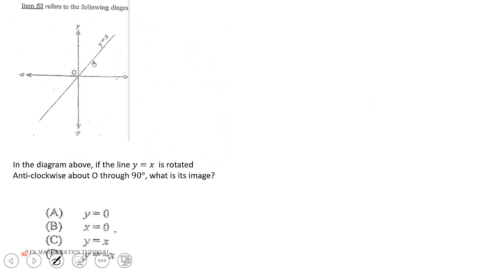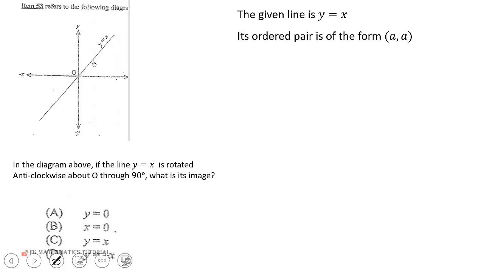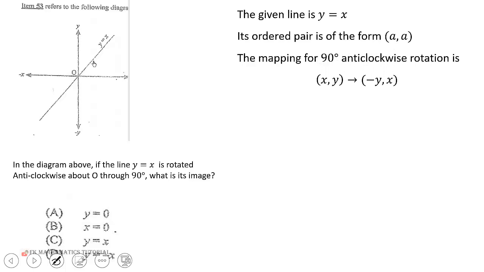Then item 53 refers to the following diagrams. In the diagram above, if the line y equal x is rotated anti-clockwise about O through 90 degrees, what is its image? So the given line is y equal x, and the ordered pair is of the form (a, a) because the x value is equal to the y value. So the mapping for 90 degrees anti-clockwise rotation is this: (x, y) maps onto (negative y, x). So this means that (a, a) maps onto (negative a, a).